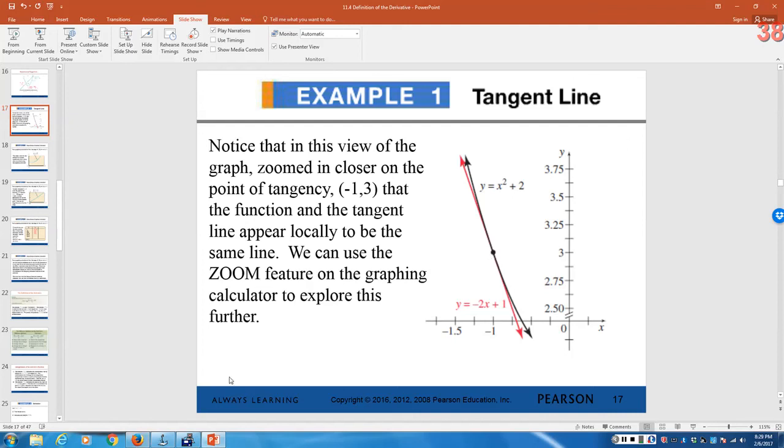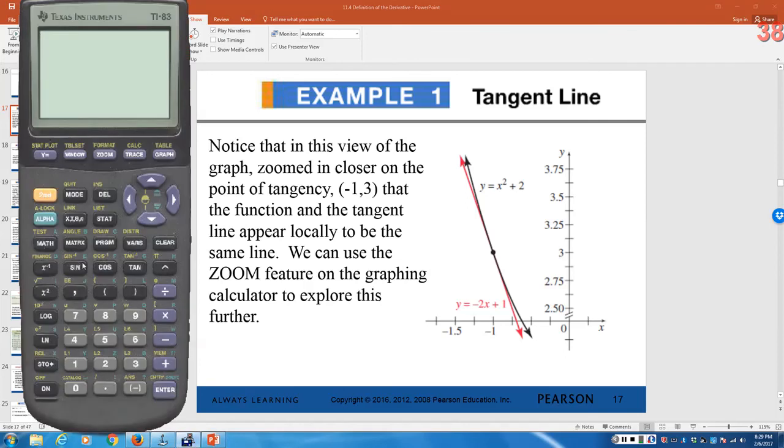One of the things we can see on the calculator about that is this. I'm going to go to y equals on my calculator, and we've still got x squared plus 2 in there. Yes, that's our function still. And we've got the equation of the secant line, so we'll also get the equation of the tangent line, which was negative 2x plus 1, I think. We'll know in a minute. Yep, there it goes.